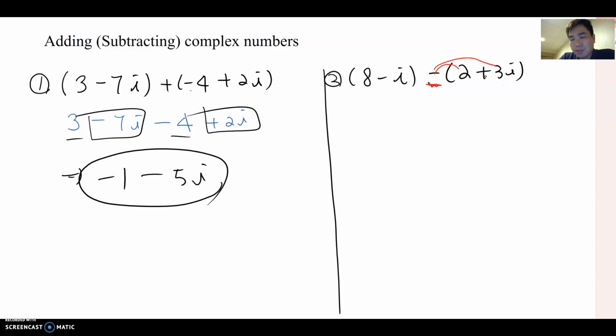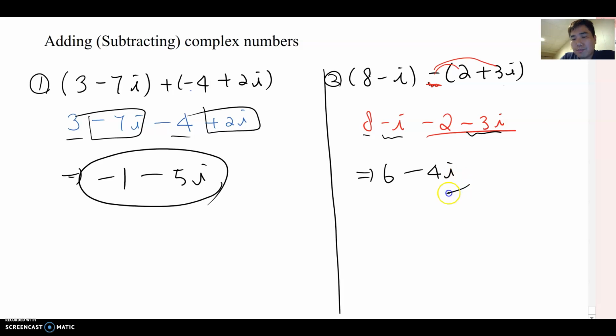So open the parentheses and it becomes 8 minus i minus 2 minus 3i. As you see here, I changed the sign because of this minus sign. Now just combine like terms. 8 minus 2 is 6. Negative i minus 3i becomes minus 4i. That will be the answer for this problem.